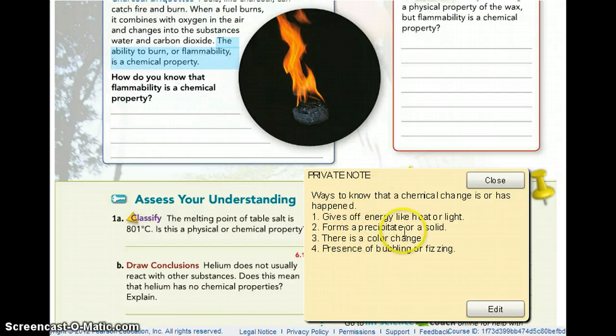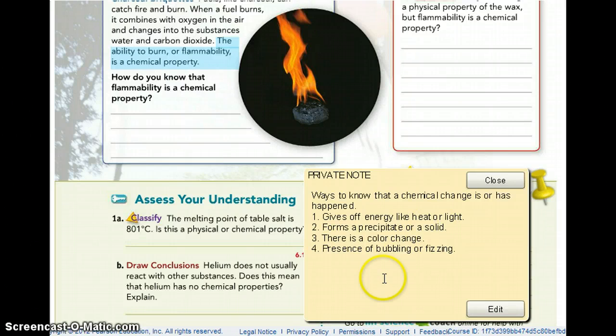If it forms a precipitate, which is a solid, in the midst of a liquid, if a solid forms, that's an example of when a chemical change is happening. If there's a color change, not just by putting a dye in it, but if something changes in its color, such as if you put bleach on blue jeans, now those blue jeans have changed to a white color, that would be a chemical change.